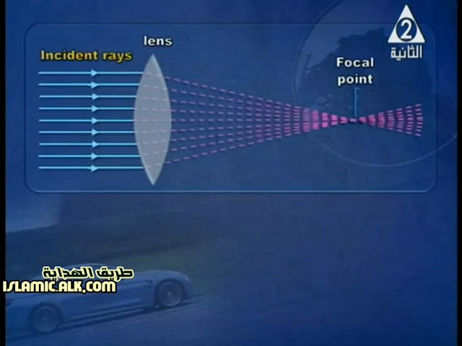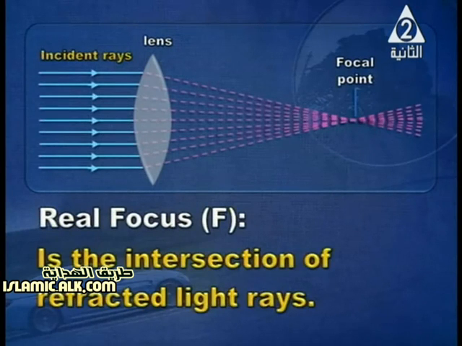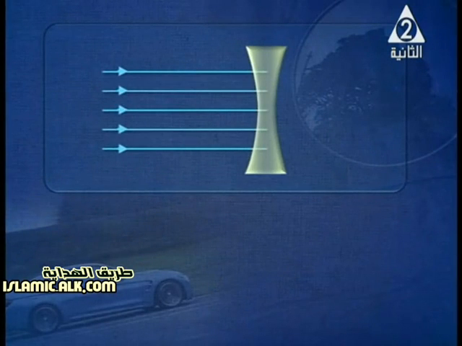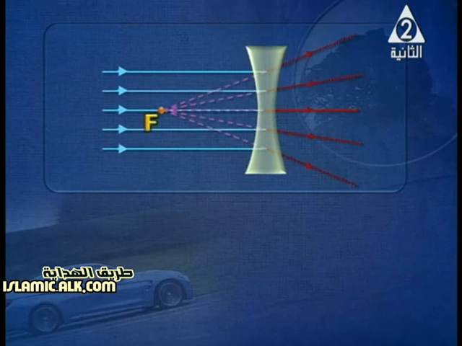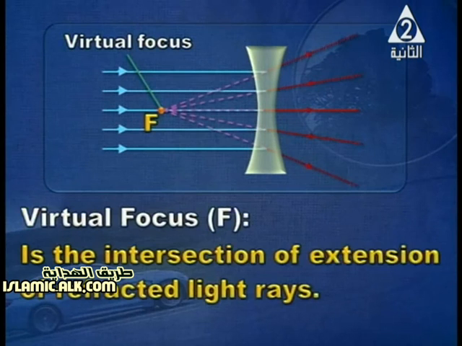This is the real focus of the convex lens, which is formed by the intersection of the refracted light rays, or the converged light rays. This is the concave lens. These are the incident light rays, which will refract and diverge. So we take the extensions to form the virtual focus, formed as the intersection of the extensions of the refracted light rays.